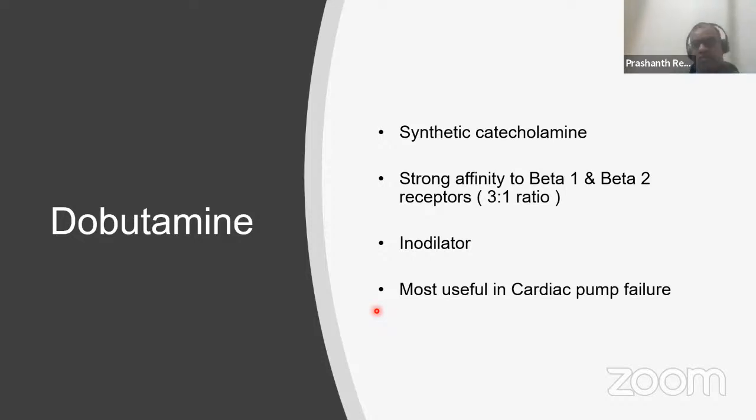Remember, whenever there is severe vasodilatation, dobutamine is not the agent of choice. Dobutamine is the agent of choice only when there is cardiac pump failure or decreased ventricular function. So whenever you are using dobutamine, you have to be careful that in a normal cardiac pump function, it can actually lead to hypotension rather than increasing the blood pressure.